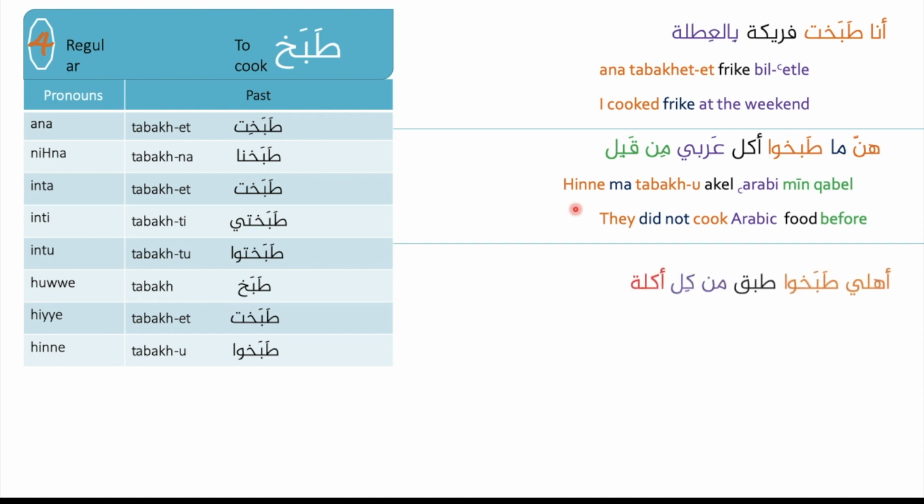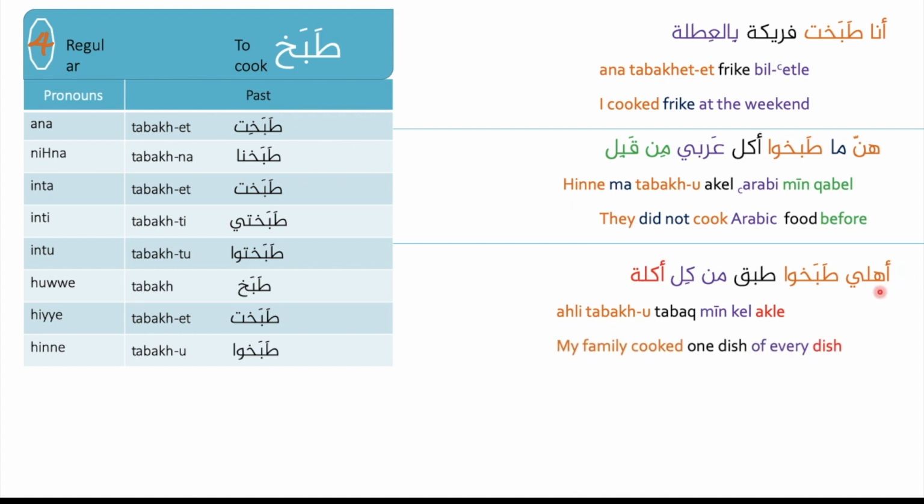Our third example. أهلي طبخوا طبق من كل أكلة. أهلي, my family, طبخوا طبق, cooked a dish, من كل أكلة. أكلة, a dish.